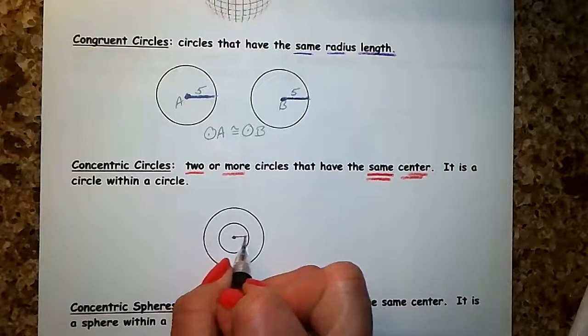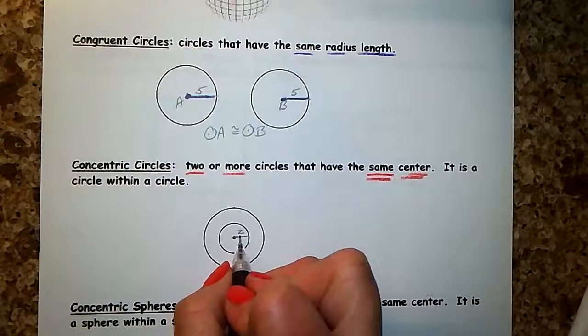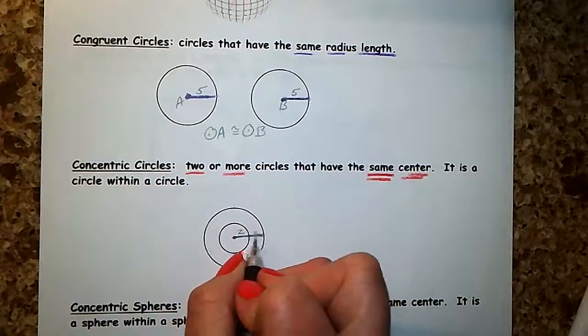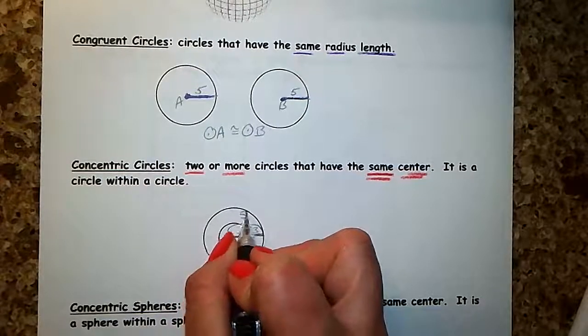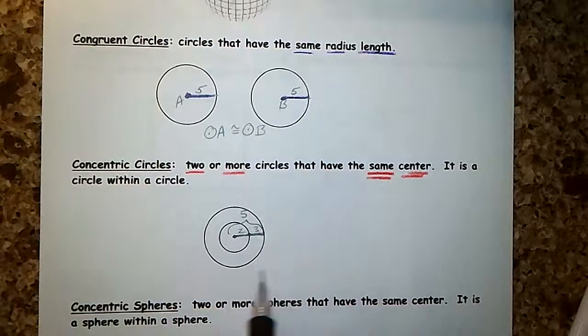And just a little quick note here, if this radius is 2, and this distance from here to here is 3, we know that the radius of the entire circle there would be 5. All right, that's a concept we might need going forward.